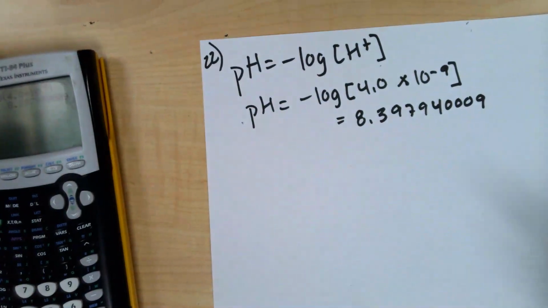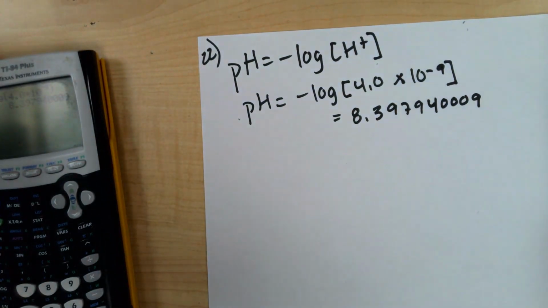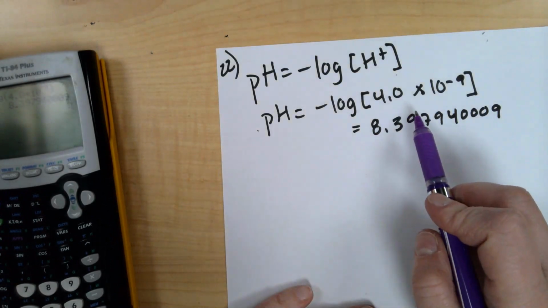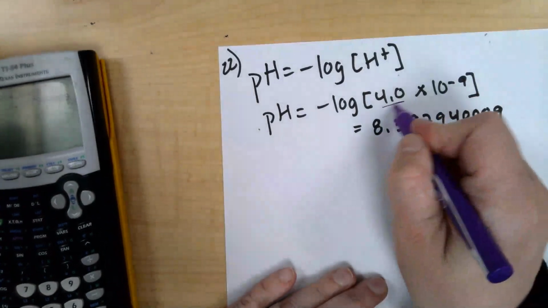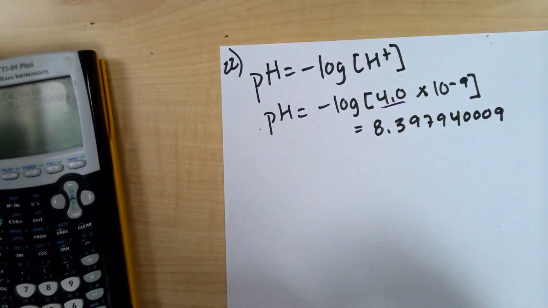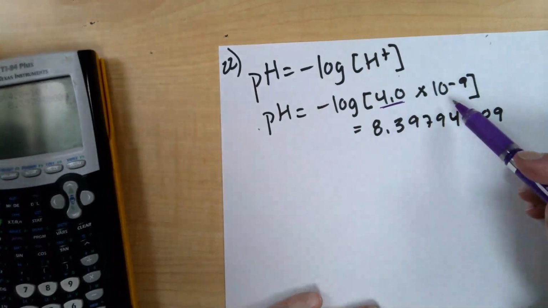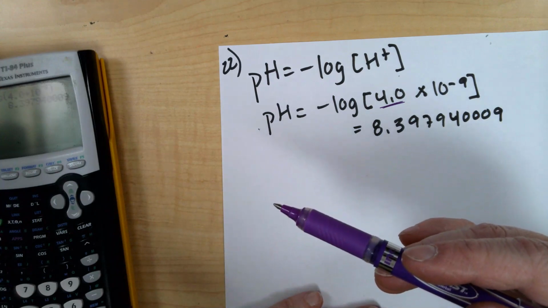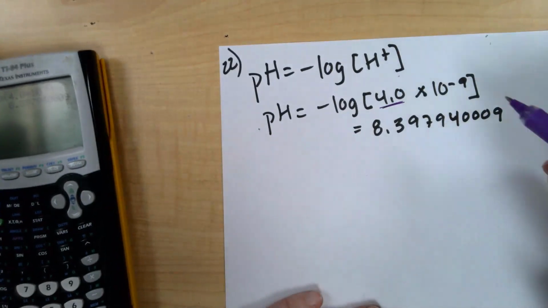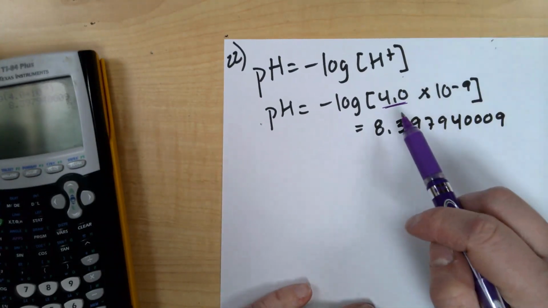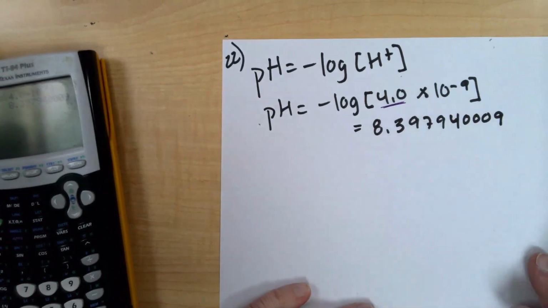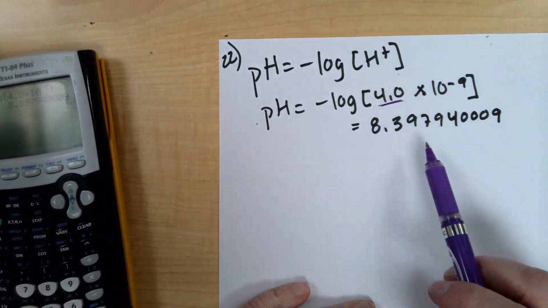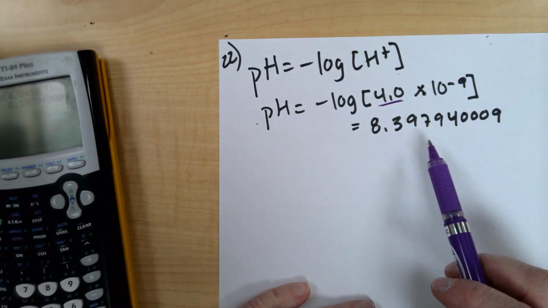So when I end up with a number like this, I'm looking at the measurement that I was given, 4.0 times 10 to the negative ninth. The 4.0 is the number of sig figs that I have to consider, because the times 10 to the negative ninth is just a placeholder for the decimal movement. Those are base 10 placeholders. This doesn't count for sig figs. So the measurement that I was given, I only had 2 sig figs of information. So when I calculate the pH, I can only have 2 sig figs of information.